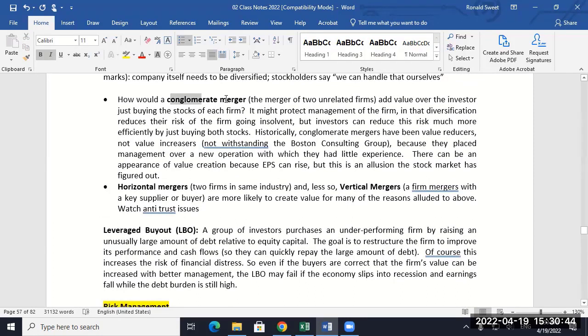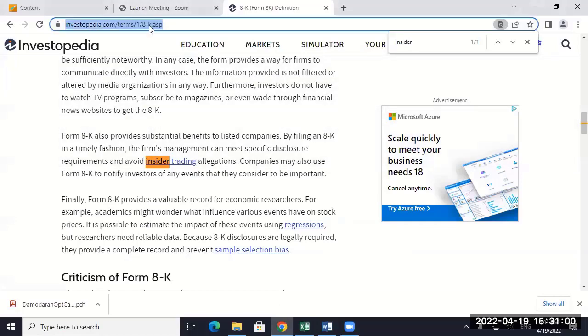Mergers can be conglomerate mergers. Those have almost never worked. There's a famous company out there called Boston Consulting Group. They had something called cows, stars, dogs. Y'all might see this.